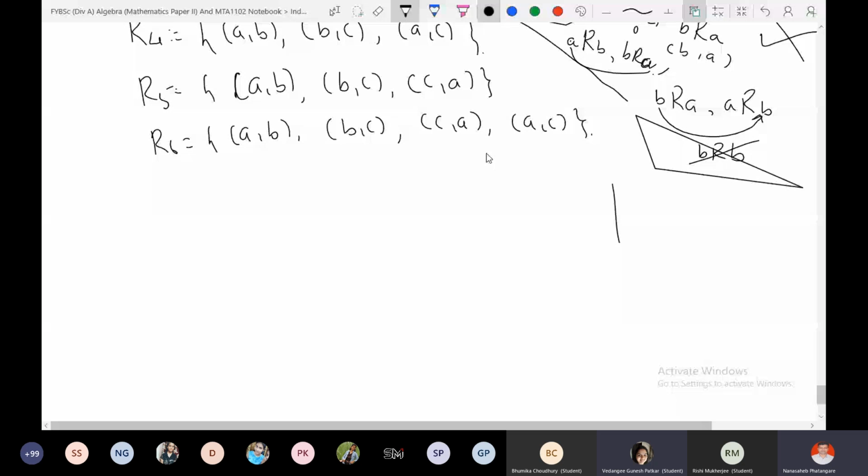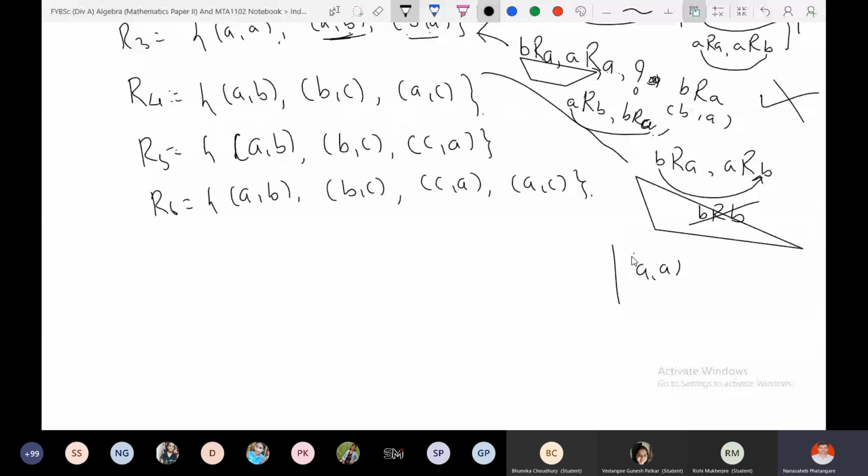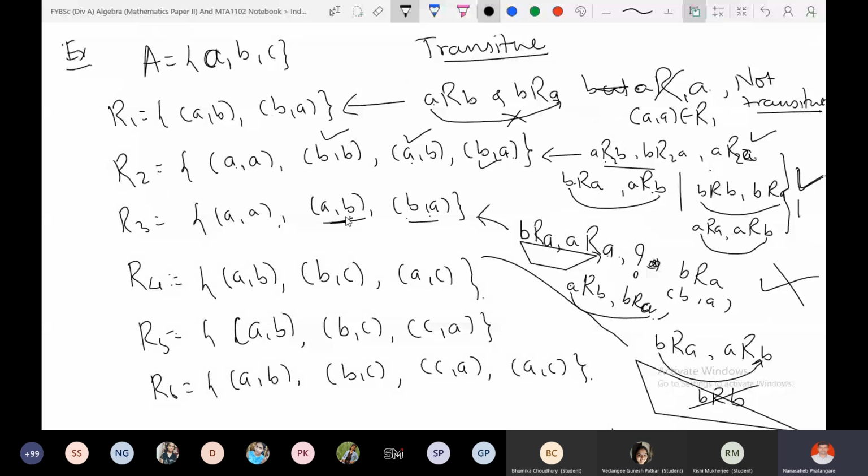A comma A is there, right? And A comma B is there. And what we expect is that A comma B should be there, which is there. A is related to A and A is related to B. We expect that A comma B should be there, and it is there. So the transitivity doesn't fail for this pair.